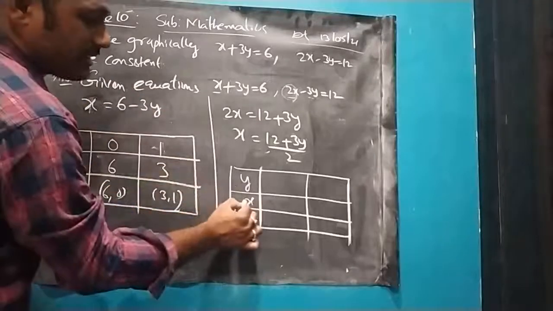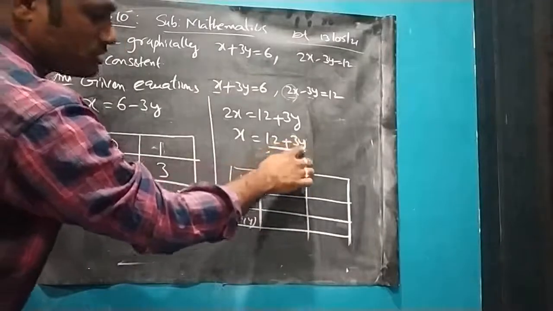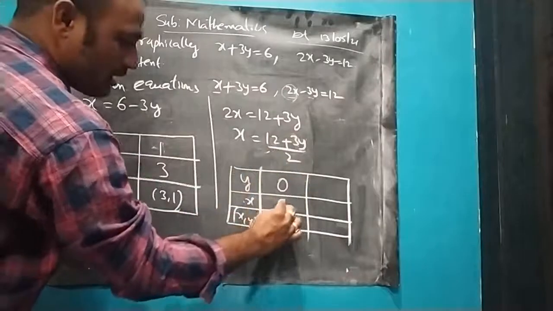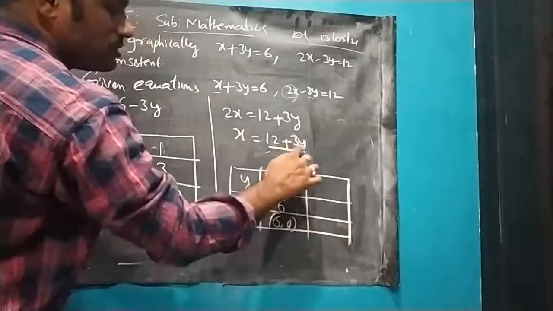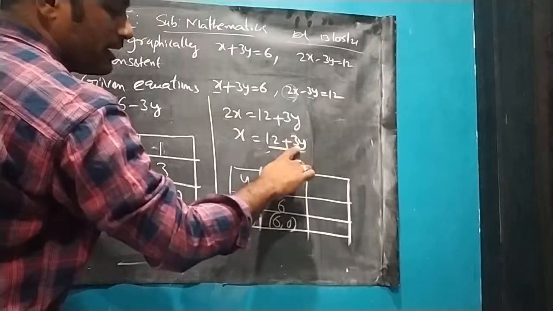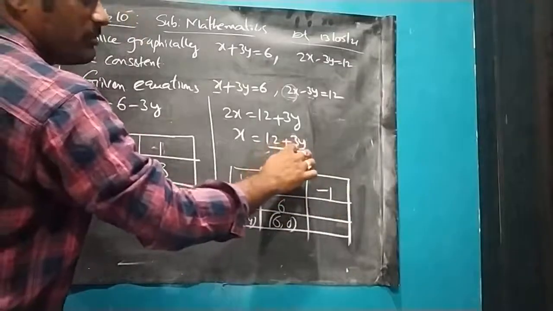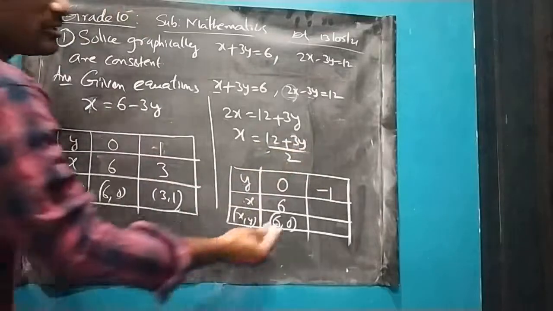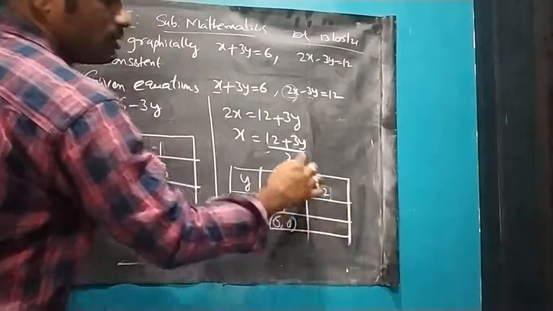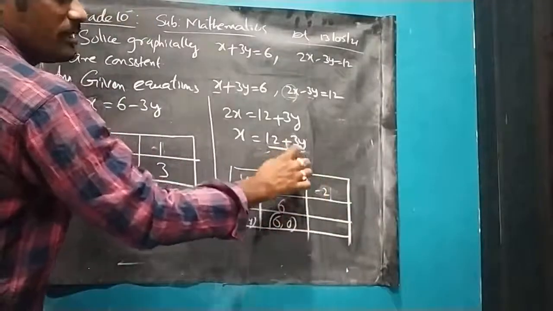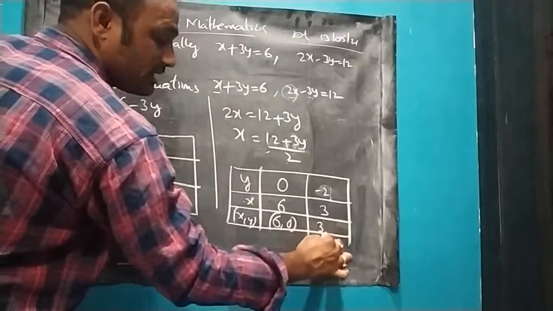Now for the second equation, let us substitute y value as 0. If I substitute 0, then 3 into 0 is 0, and 12 by 2 is 6. So the point is (6, 0). If I substitute -1, here it will be -3, 12 - 3 will be how much? 9. So we will get fractions, 4.5, not required. So let me substitute -2. 3 into -2 is -6, 12 - 6 is 6, 6 by 2 is 3. So the point is (3, -2).